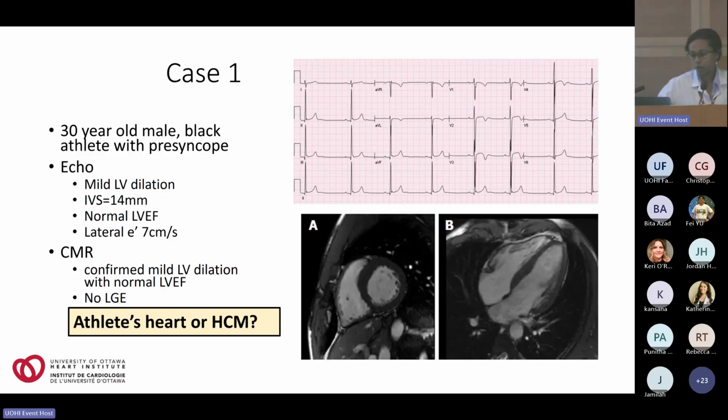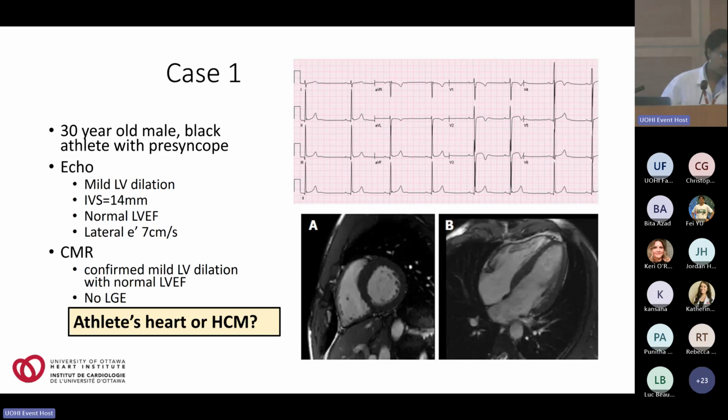So I'll show a case here of a young Black athlete with a pre-syncopal episode. His ECG shows sinus rhythm with LVH and convex ST elevation with T wave inversion in the V1 to 4 leads. Both his echo and MR showed normal systolic function, mild dilation, and LV hypertrophy.